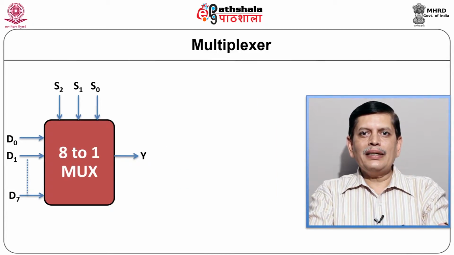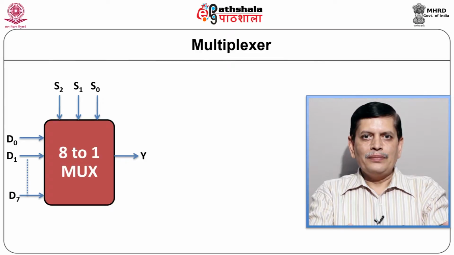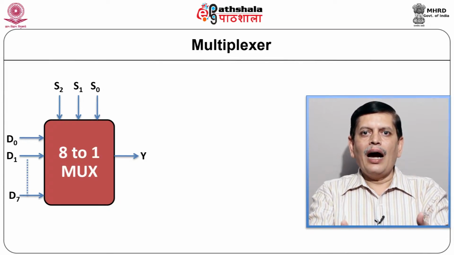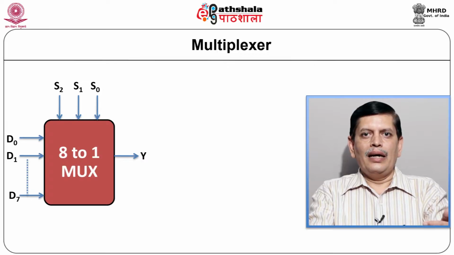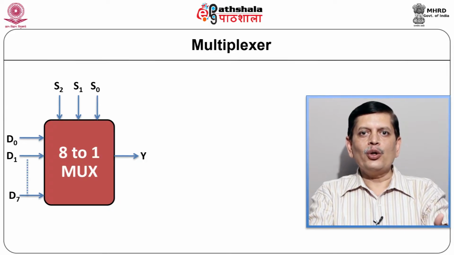Let us now consider the case of 8 to 1 multiplexer. Here the number of input lines are 8, whereas the select lines required from the basic relation are at least 3. The data inputs are labeled as D0, D1, D2 up to D7, whereas the select lines are labeled as S2, S1 and S0. These are the 3 select lines that are required, assuming S0 is MSB.